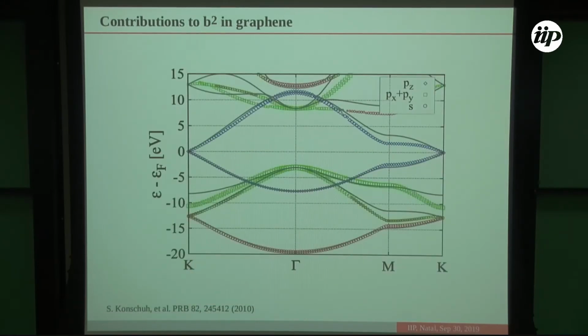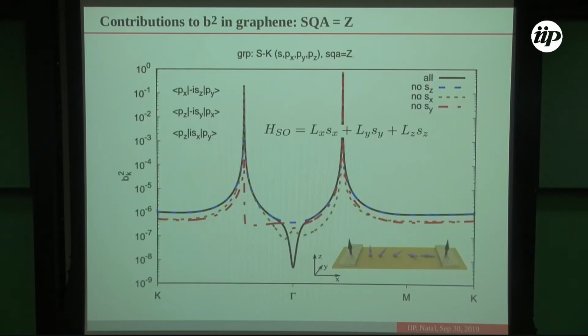Okay, and we ask the question, can we really understand it? Where does it come from? So here I show the orbital character of the band structure of graphene. We see that the Dirac cone is of pz character, and those bands are a mixture of px, py, and s orbitals, but here there is also px and py. And now what I'm plotting here is actually the b squared plotted along the high symmetry lines of graphene for the valence band of the Dirac cone.